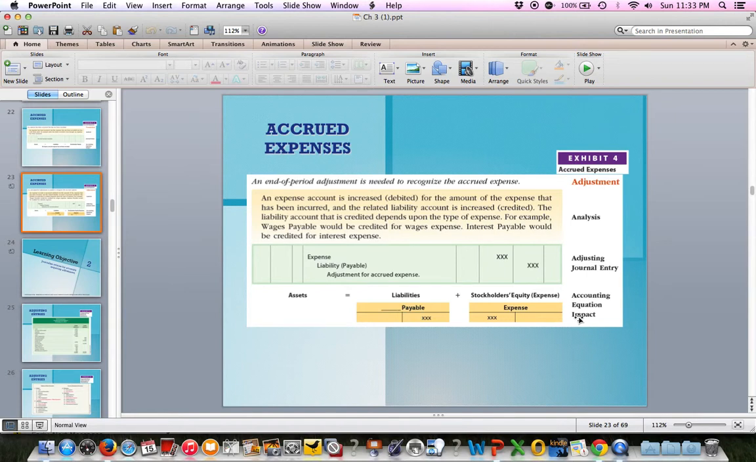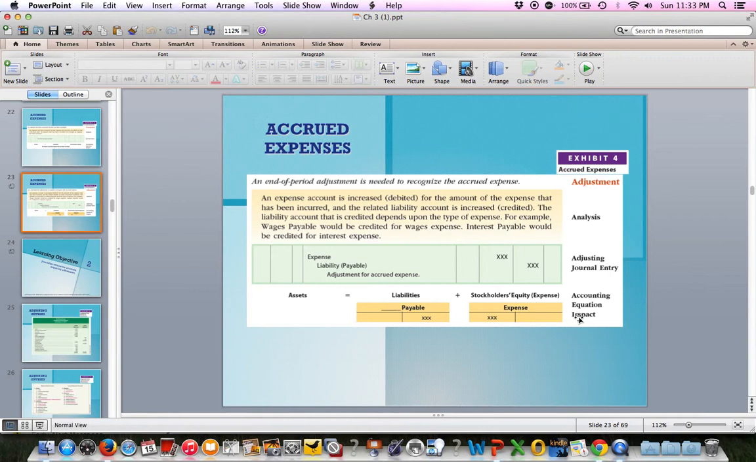So for the month of April, they were using the shop and incurring utility expense, but they don't know what that dollar amount is until they get the bill sometime in early May. Okay, but we get to the end of the accounting period and we know that, yeah, we definitely used the shop, we incurred utilities, so I have to record something for that.